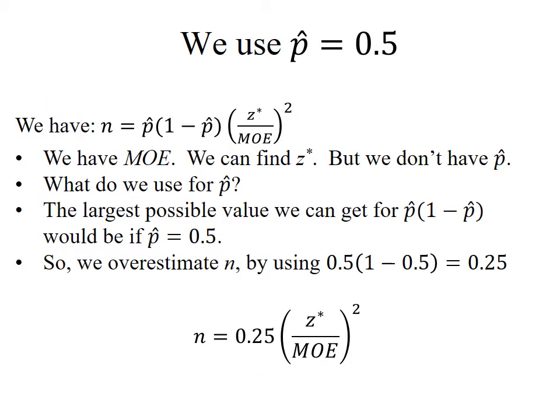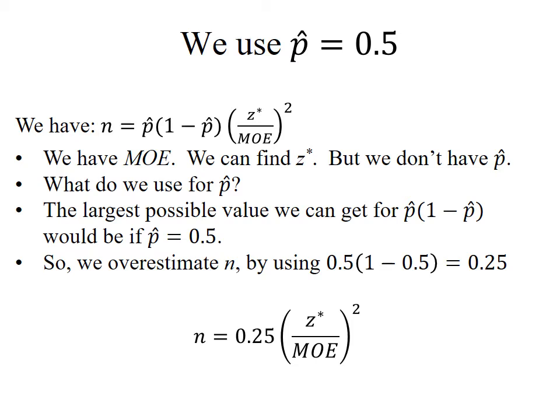Now let's look at this a little more carefully. We have the margin of error, what we want that to be. We said we wanted our margin of error to be 2.5% or less. We can find z star. We said we wanted this to be a 90% confidence interval, so we can look up the critical z value. But what about p hat? We don't have that, and we won't have that until after we've done the study, so I need to plan in advance. I need to know how large my sample needs to be. So what do I do with p hat?